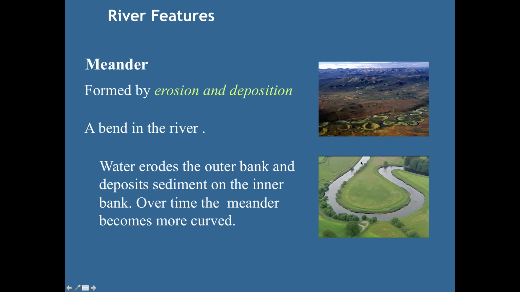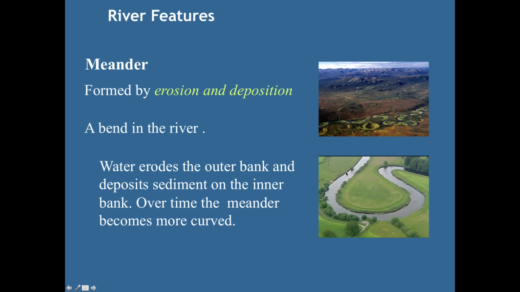And the way that this forms is water is going to erode more on the outer bank than on the inner bank. That's because the water on the outside is moving faster and the water on the inside is moving slower. Another way to think of it is if you are running track, to do one loop of the track on the outside lane, you're going to be going a farther distance than if you run a loop of the track on the inside lane.